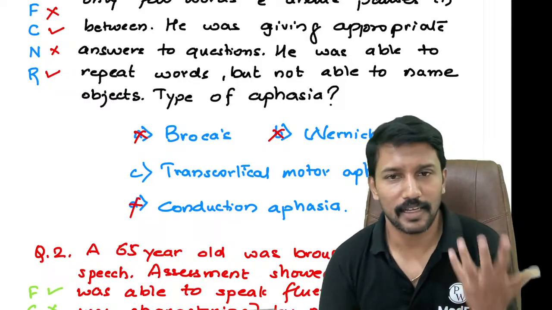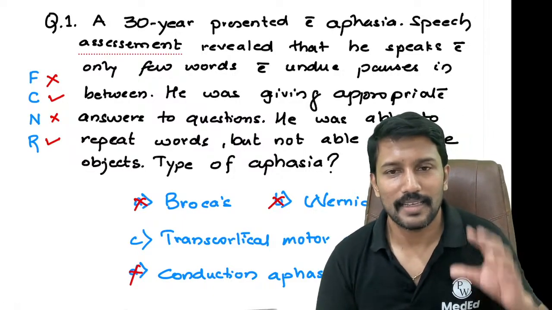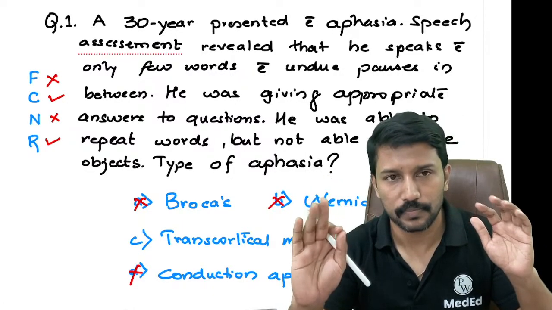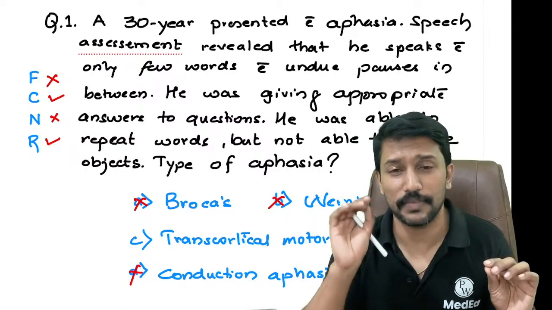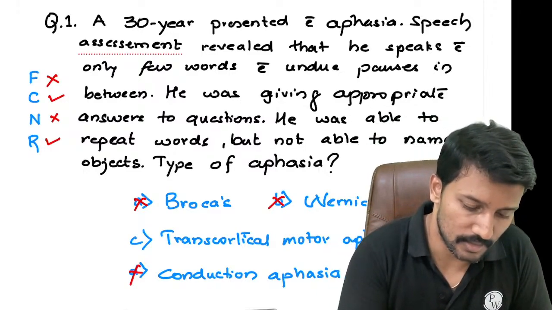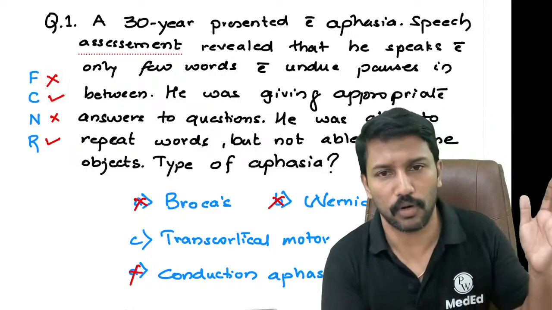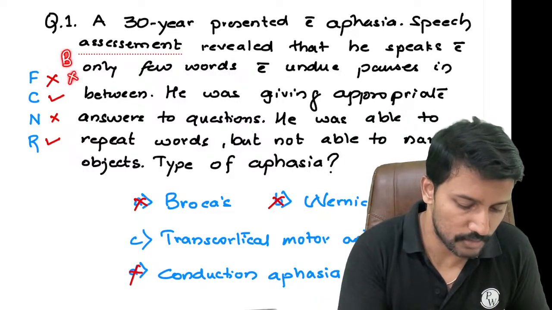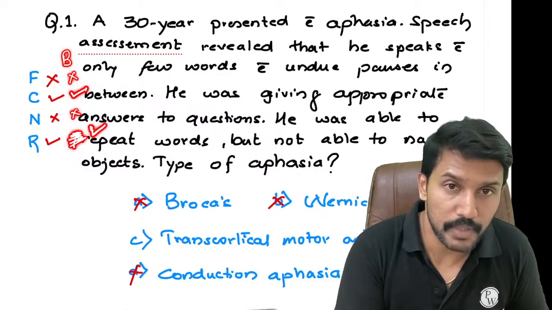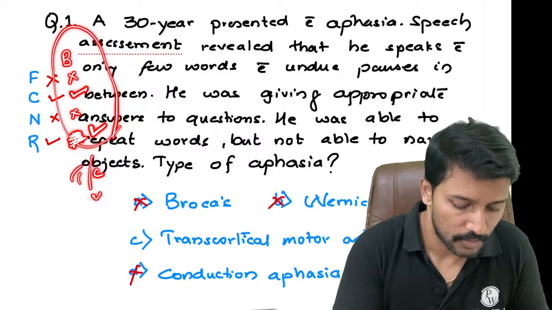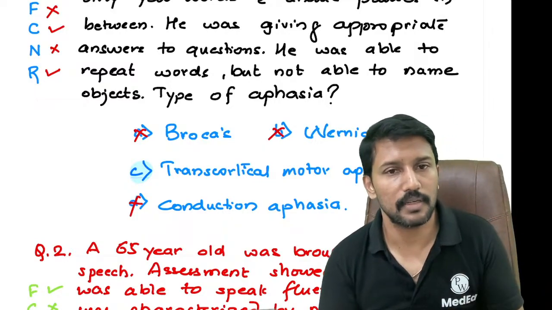So what am I left with? Transcortical aphasias, motor and sensory. What did I say? Think of transcortical motor as Broca's aphasia with intact repetition, and think of transcortical sensory as Wernicke's aphasia with intact repetition. So here repetition, yes, it is intact, and because fluency is affected and comprehension is intact, it makes it more like Broca's, right? What is the story of Broca's? Fluency gone, comprehension intact, naming gone, repetition gone. Now take that away, bring back the repetition, and that becomes transcortical motor. So this patient is suffering from transcortical motor aphasia, and that becomes our answer.